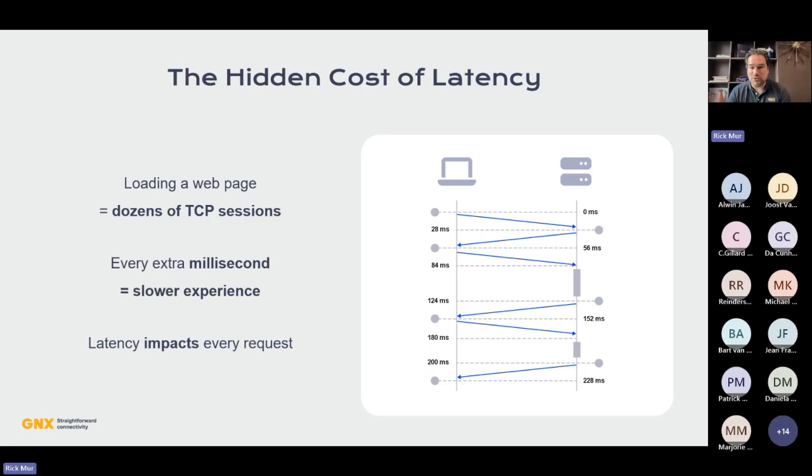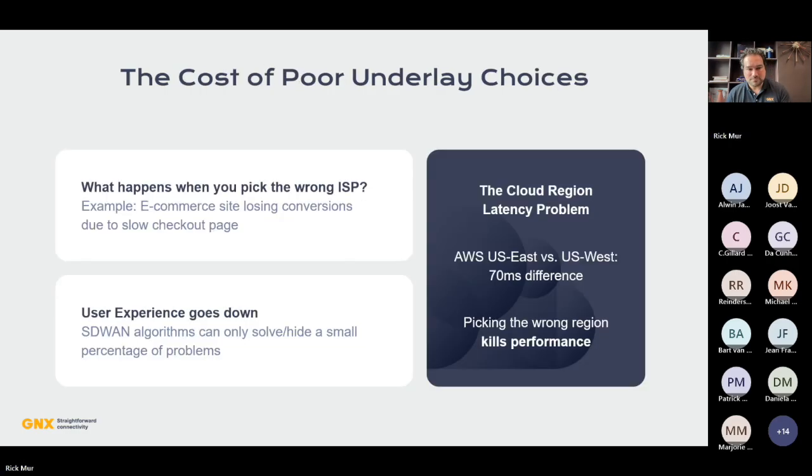Consider this 30 or 40 times, and of course there will be ones that are done at the same time in parallel, but there will be 40 sessions that have to go back and forth and collect all this information. So loading a website takes seconds and seconds. And of course, if the latency triples, it takes three times the amount of that. So latency impacts every request, meaning every millisecond impacts your performance. And that is the cost of a poor underlay choice here.